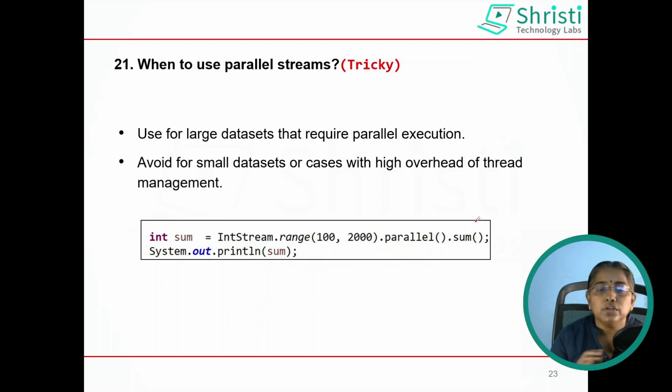Next, when to use parallel streams? This is a tricky question. Do not use parallel streams when your data set is small. If your data set is huge, if you are working with a list of 1000 objects, then it is always a better choice to use parallel streams.